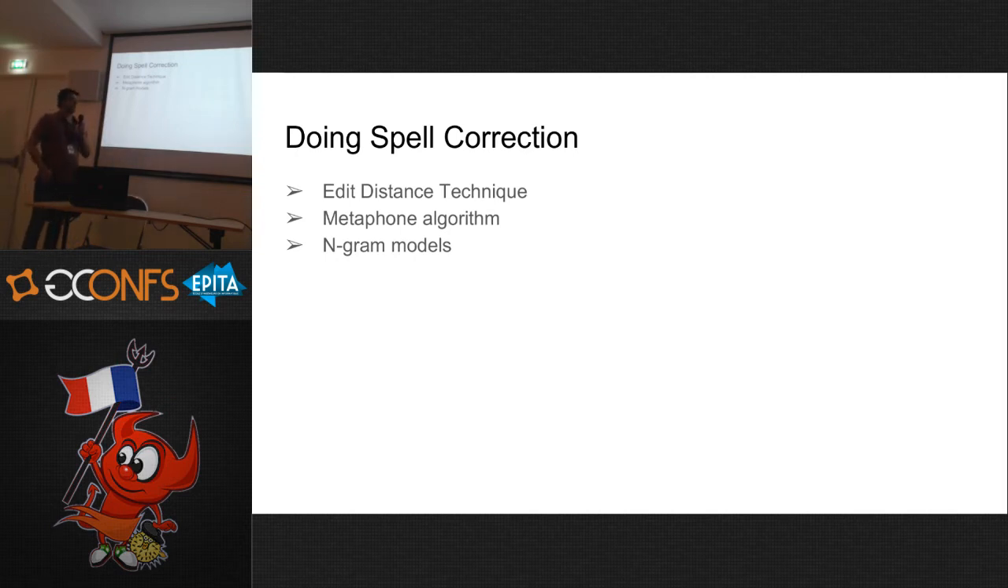So for doing spell correction, that was about how we represent the dictionary. Once we have the dictionary, we can look it up and figure out if a word is correctly spelled or not. But to do spell correction, there are different sets of algorithms. One of the popular techniques is the edit distance technique, where we figure out how many edits this word is from another word. Then there are sound-based algorithms such as Metaphone. And we use n-gram models to figure out which is the most correct spelling of all these possible corrections.